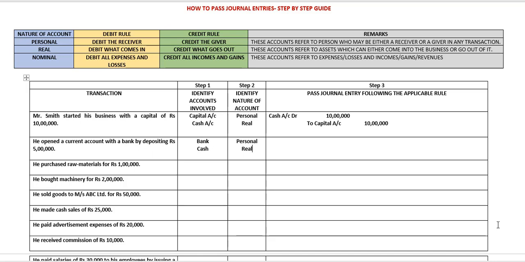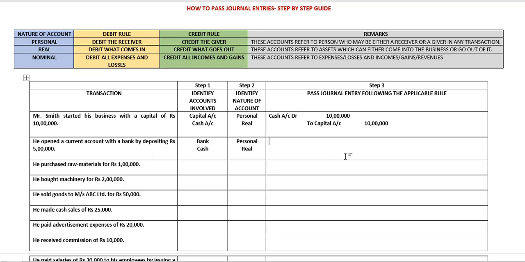You might think that if you go by this method, it will take a lot of time, but it's not so, because once we have known the nature of one account, let's say once we have known that cash is a real account, we're not going to go into detail. We already know the explanation behind it. So now we have identified the accounts.